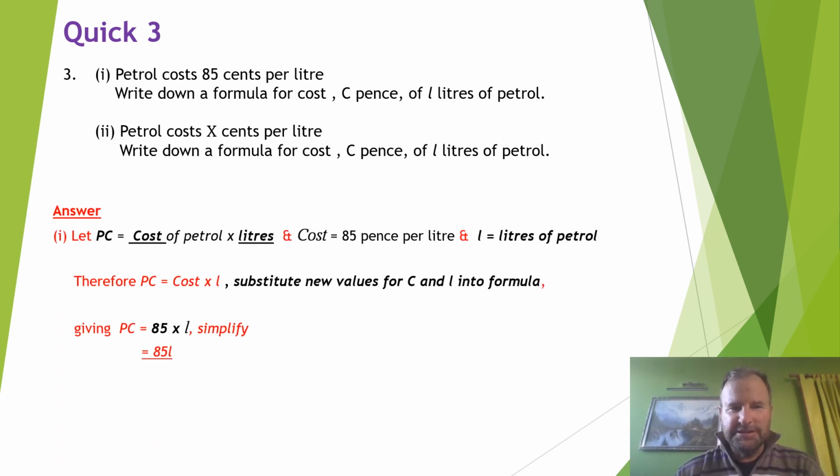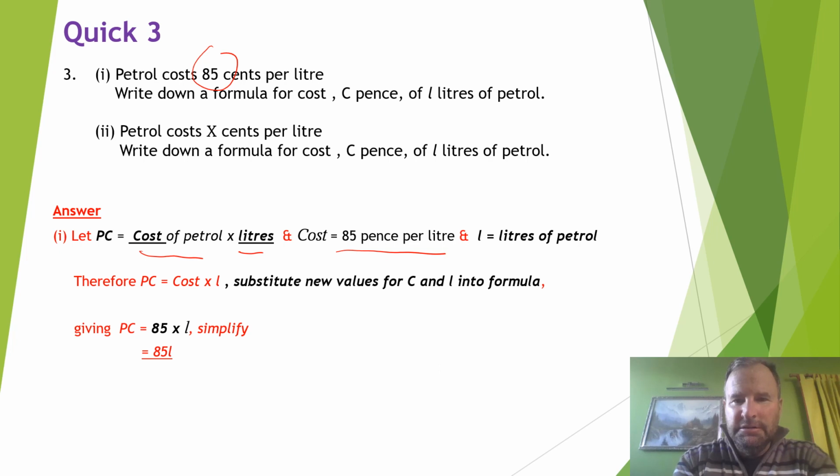Okay, here come the answers. So part 1, if you let C equal the cost of petrol times litres, so we're doing a bit of a word formula. The cost is given here, 85 pence per litre, and then the L is represented by L litres given here already.